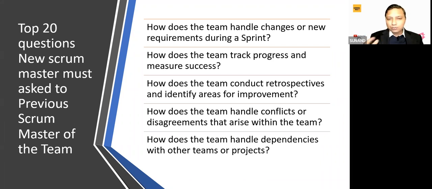So have you had that kind of conversation with your existing Scrum Master on these areas of improvement and retrospective action items? Because going forward, you are obviously going to monitor and track those. Okay, the next thing is, how does the team handle conflicts or disagreements that arise within the team? This will give you a sense of whether my team is mature or not. What is their maturity level in terms of handling conflict?